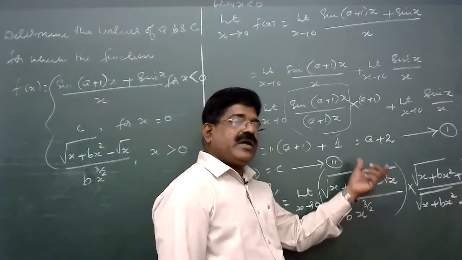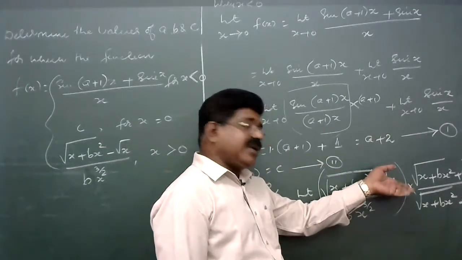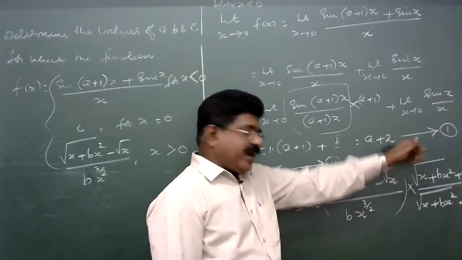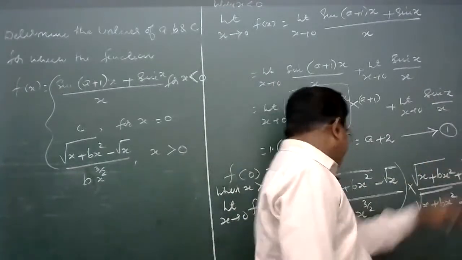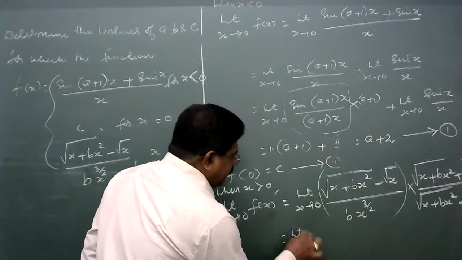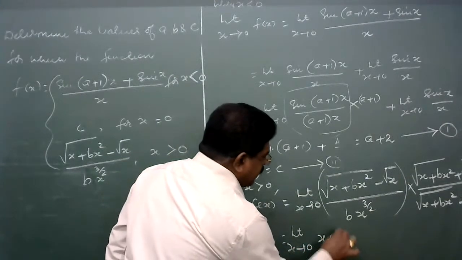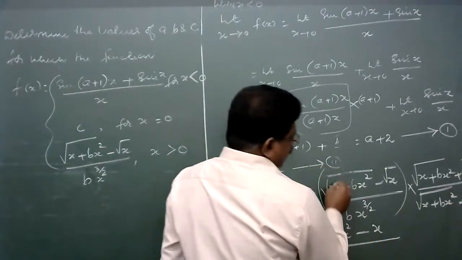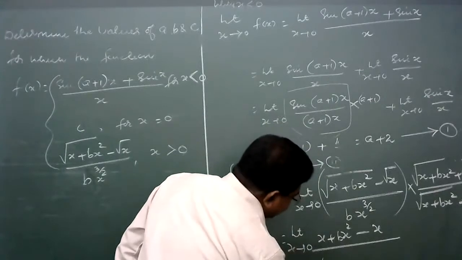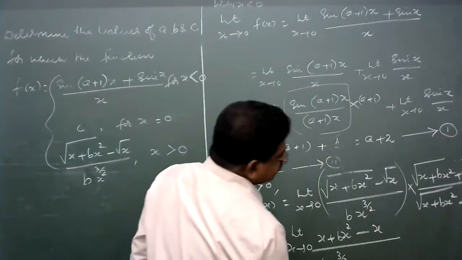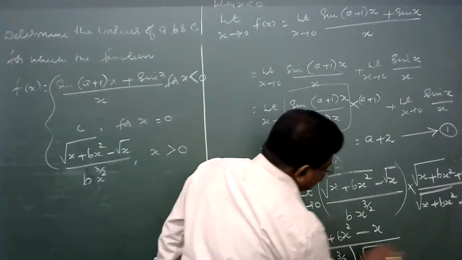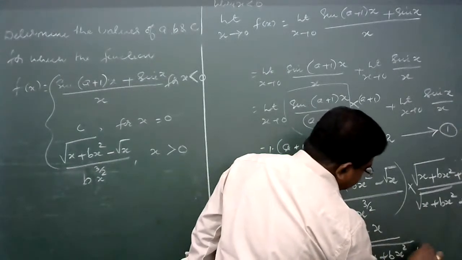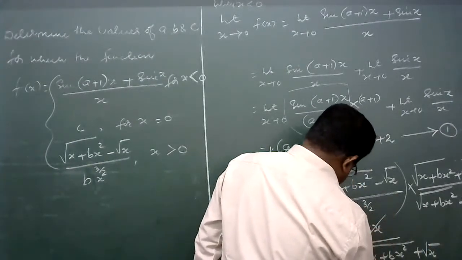A plus b into a minus b is a squared minus b squared, write 10 times. The punishment might have been given to you. So now it is very useful to score the marks. Now a minus b into a plus b is a squared minus b squared. So that is equal to limit x tends to 0, x plus bx squared minus x, the whole upon b x to the power 3 by 2 into root of x plus bx squared plus root of x. So x cancels.